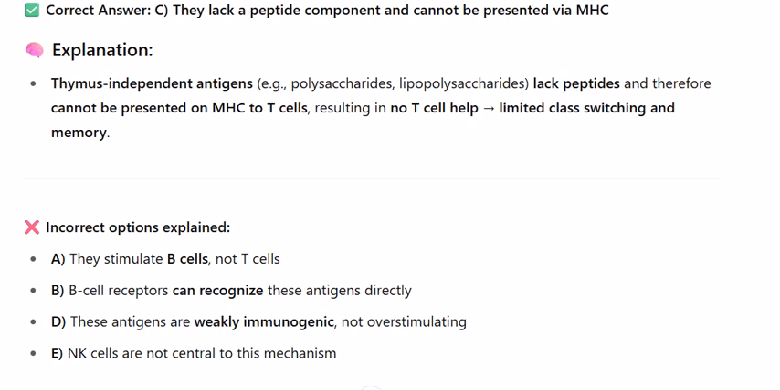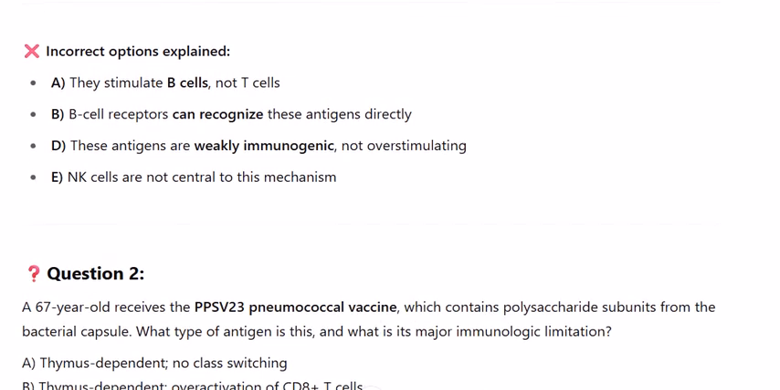Incorrect options explained. A. They stimulate B cells, not T cells. B. B cell receptors can recognize these antigens directly. D. These antigens are weakly immunogenic, not overstimulating. E. NK cells are not central to this mechanism.